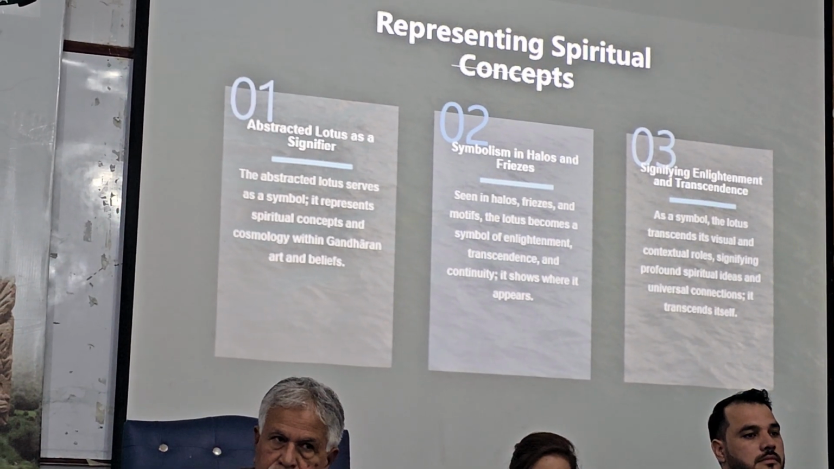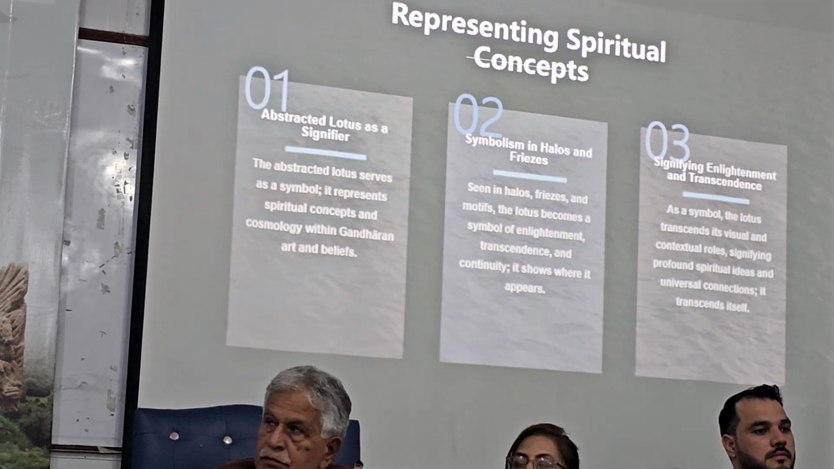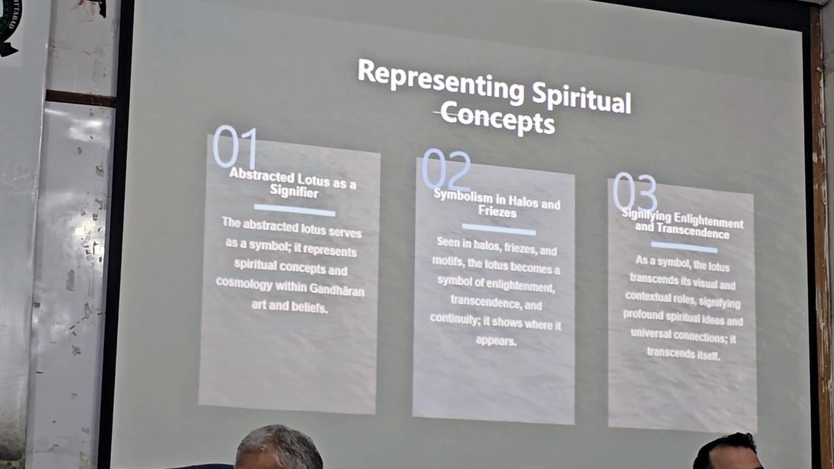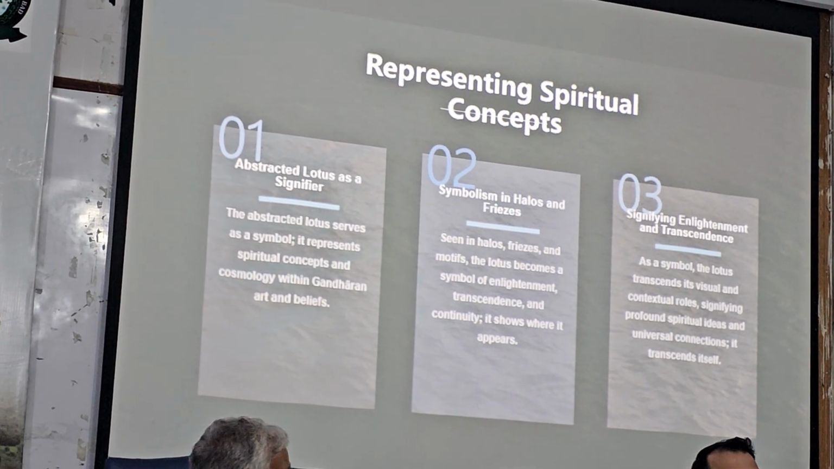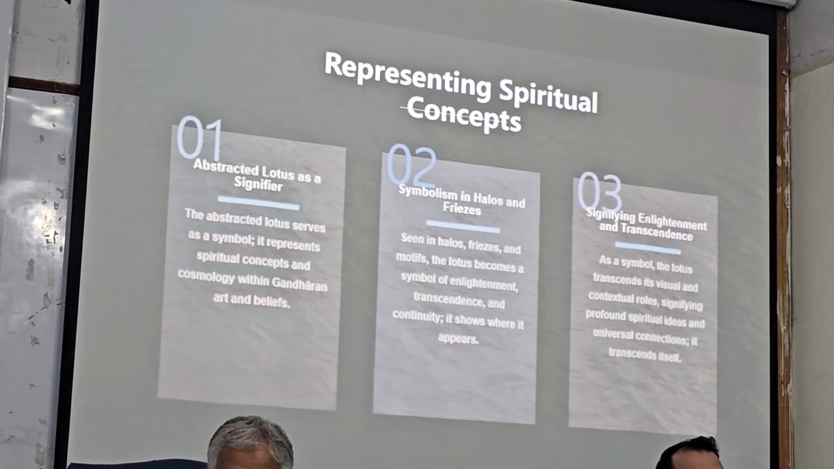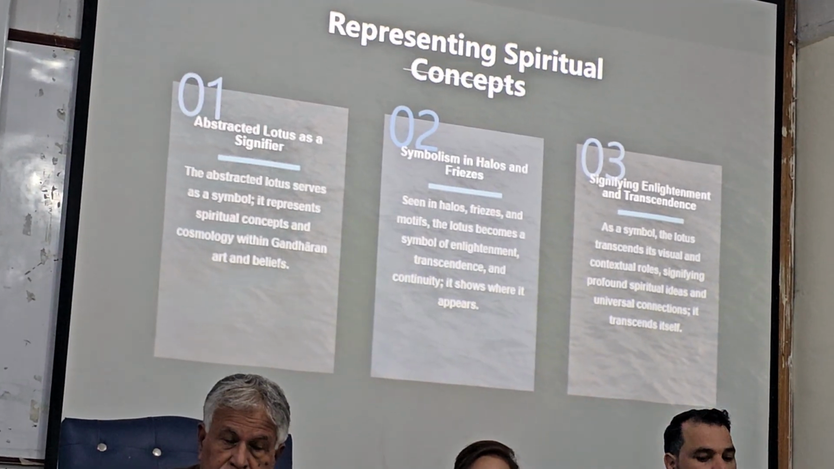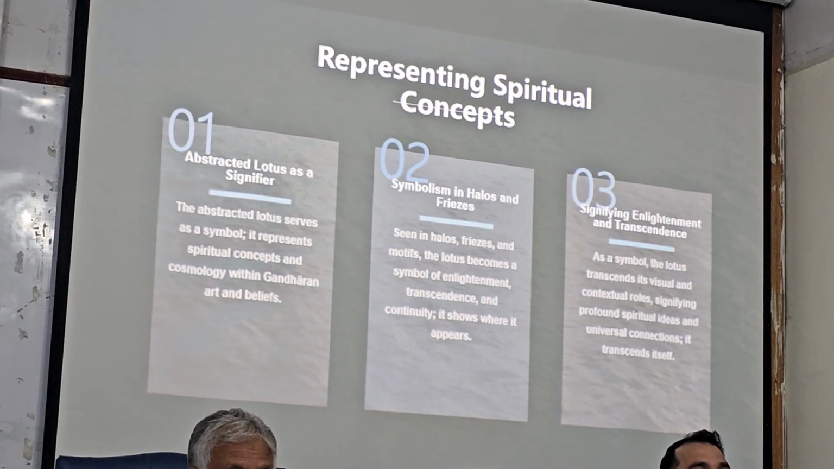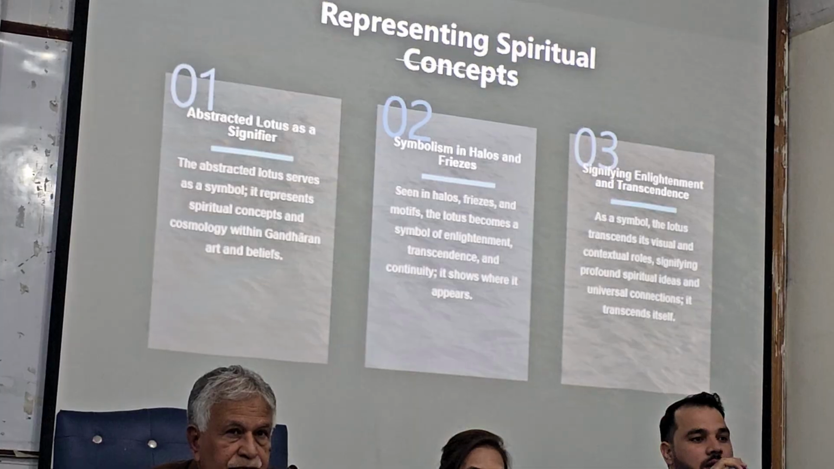It represents spiritual concepts like cosmology within the art and beliefs. Then the symbolism in halos and friezes is very commonly observed in Gandhara art. As relief, it can be seen on the halo and the frieze, and then we have very good elaborate examples from Bhutkara, documented by Dr. Rahim. Those were very nice pictures that I observed about the lotus.